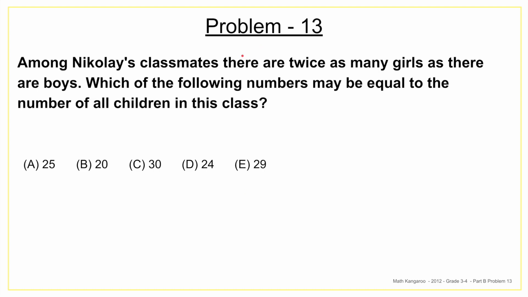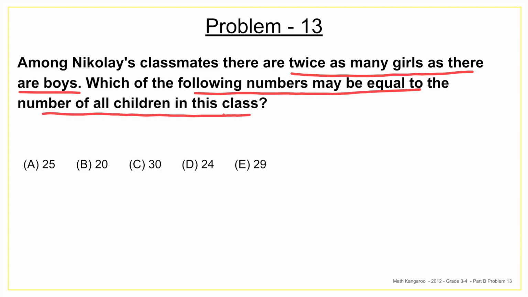Problem 13. Among Nikolai's classmates, there are twice as many girls as there are boys. Which of the following numbers may be equal to the number of all children in this class? These are our options. Let's break it down step by step in a simple way.